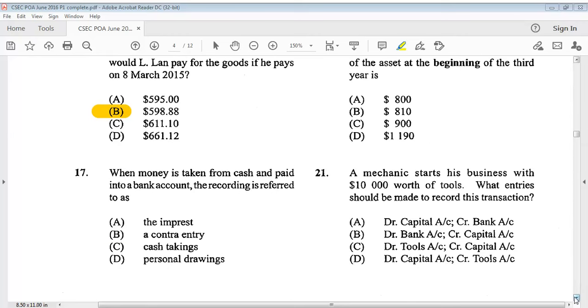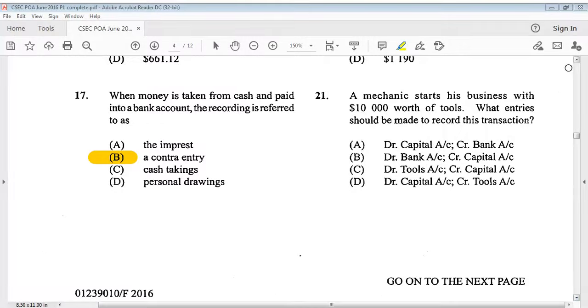Let's go to number 70. When money is taken from cash and paid into a bank account, the recording is referred to as A, the imprest, B, a contra entry, C, cash takings, D, personal drawings. We know that is B, a contra entry. Let's go to number 18 now.